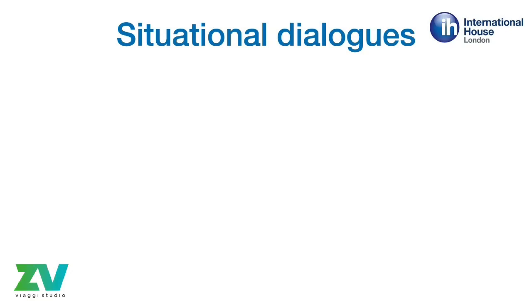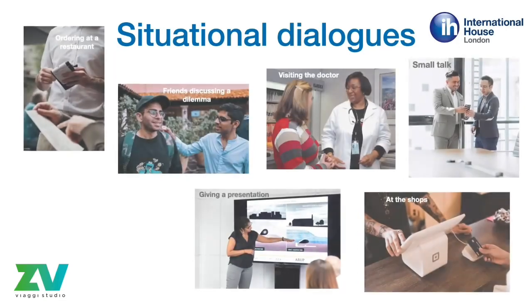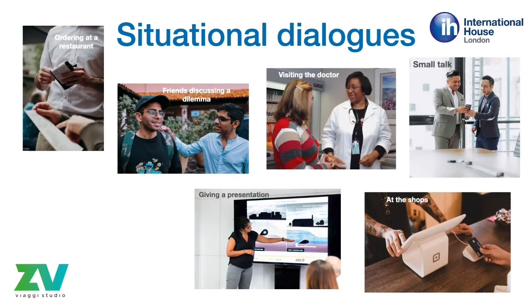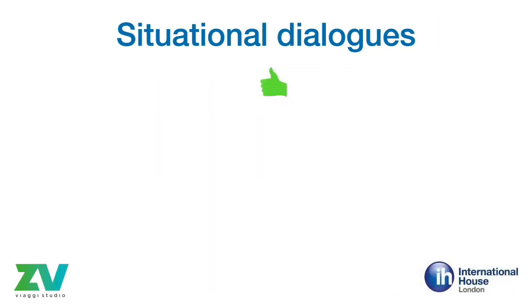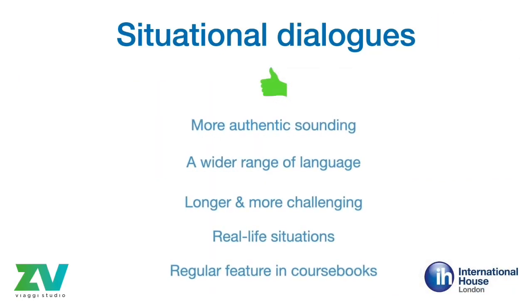A second and more preferable type of dialogue are those known as situational dialogues. So these can be recognized because they're things like ordering at a restaurant, visiting the doctor, that kind of thing. These also appear regularly in coursebooks, but because they are situated in real-life contexts, they actually sound a lot more authentic and closer to the real thing.